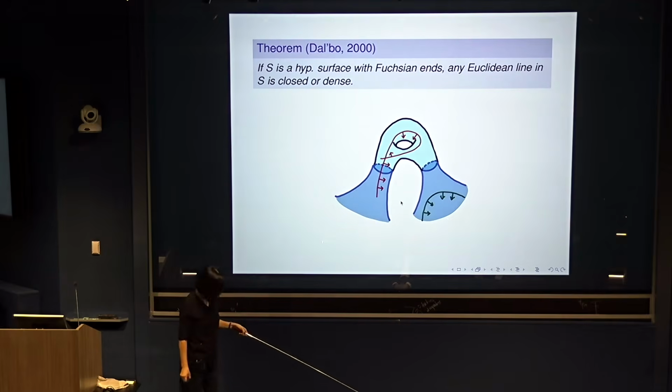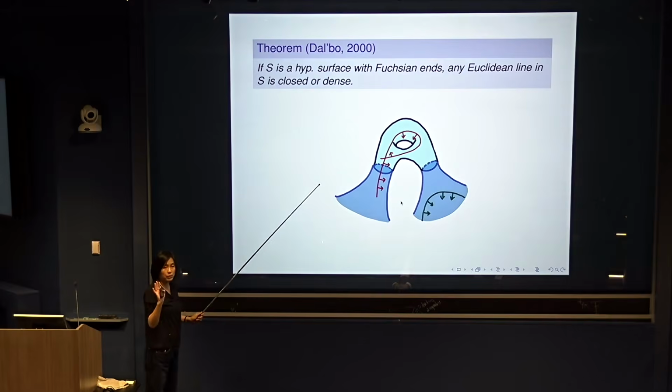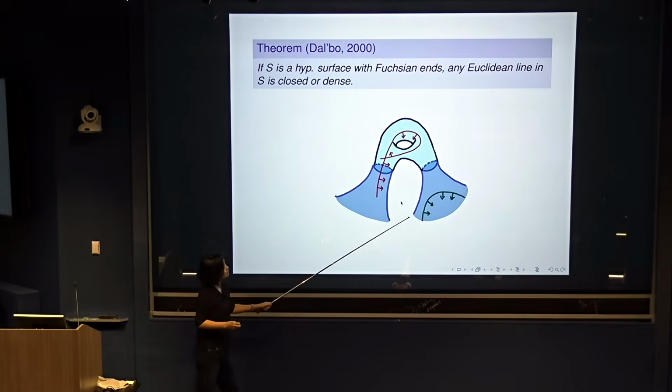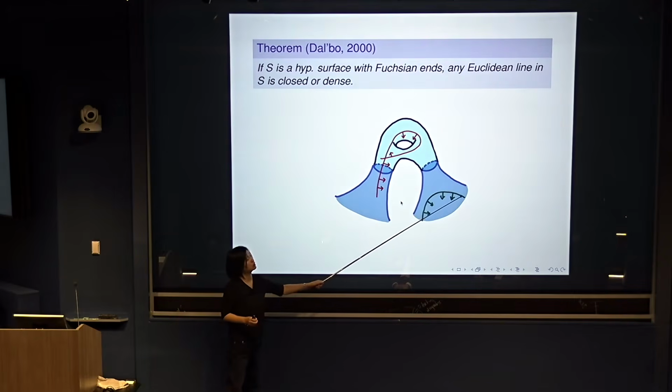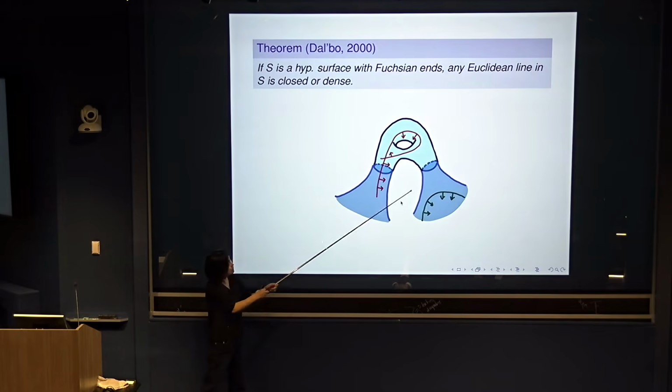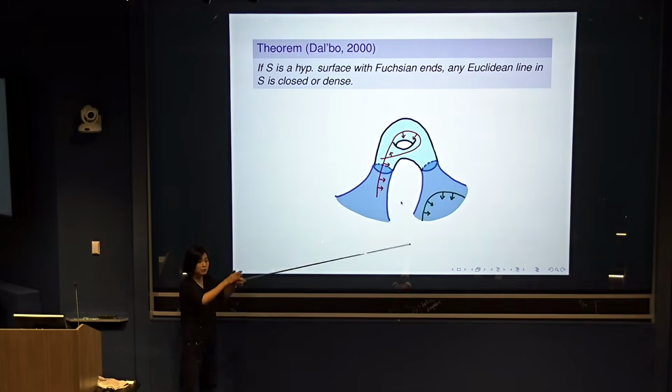Okay, so now what do you mean by "closed" here? Closed does not mean it's compact or periodic. Here closed simply means topologically closed. So in this case, it's simply a proper isometric immersion of the Euclidean line. This is my picture of the closed Euclidean line living in this hyperbolic surface with the Fuchsian end. So this line lives inside the Fuchsian end, but it kind of disappears into infinity.